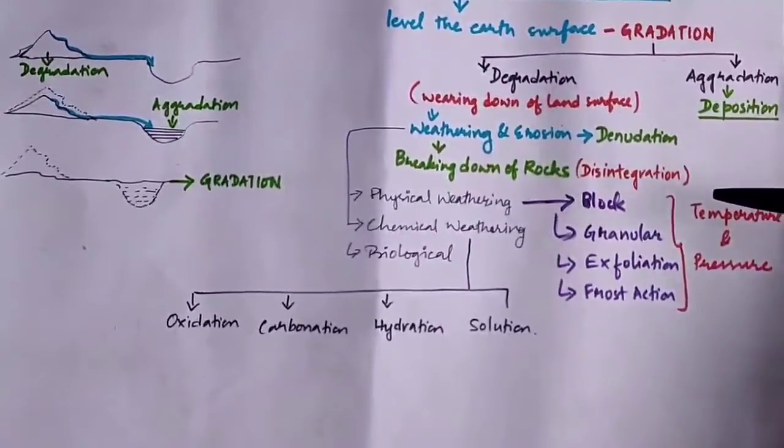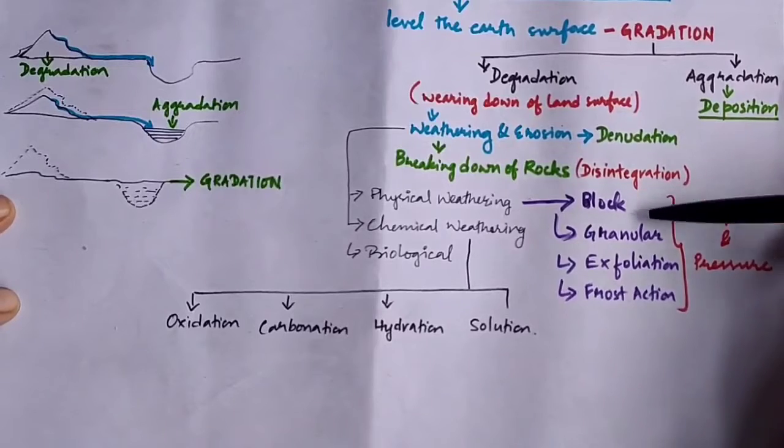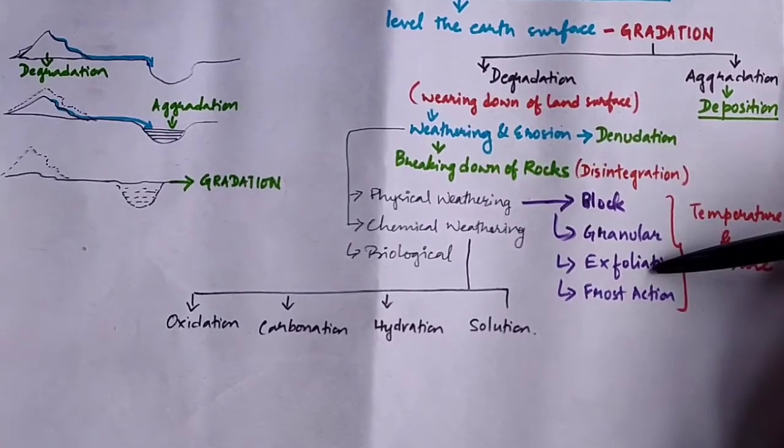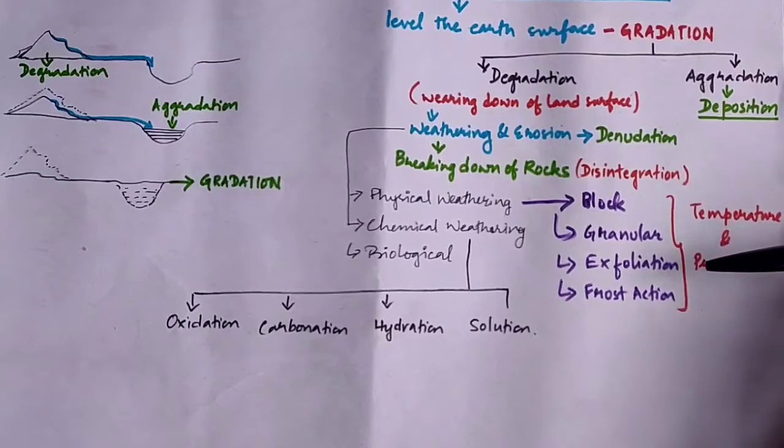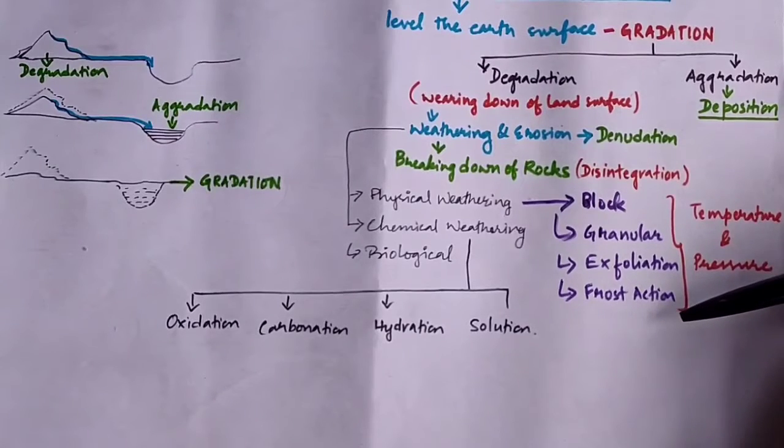Now, in physical weathering, students, block, granular, and explosion are processes which are much more prevalent in the desertic areas, where the range of temperature is very high, and frost action is much more seen in the high altitudinal areas. So let us see how these processes work.